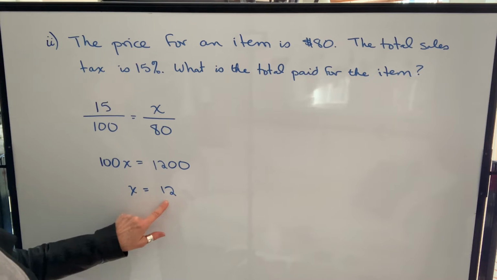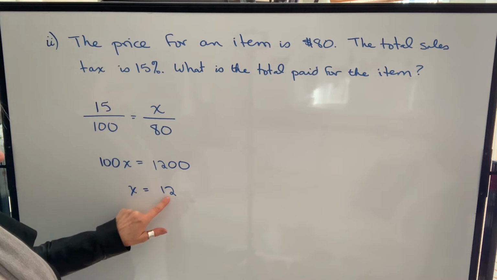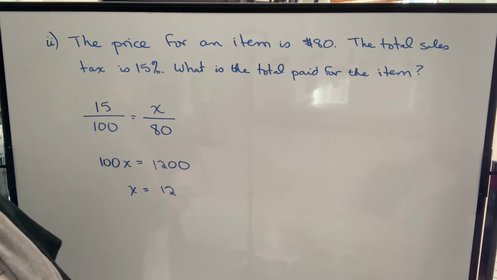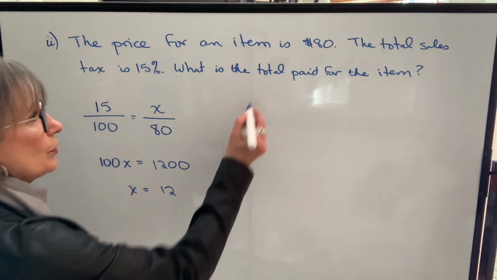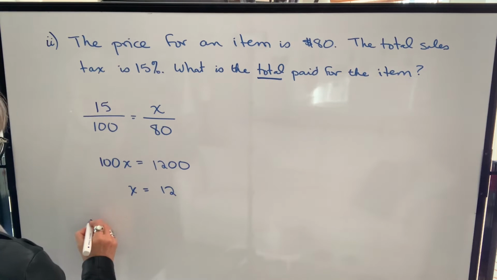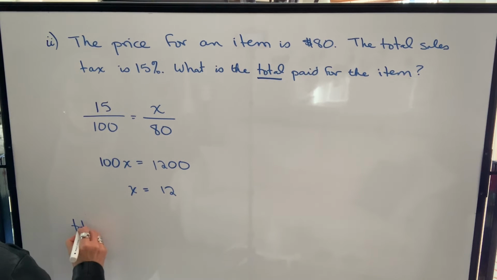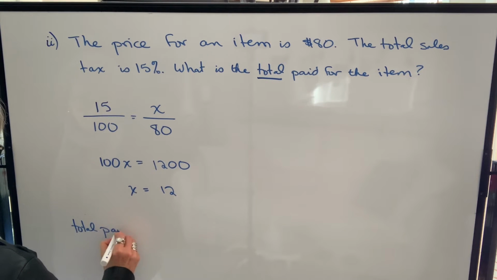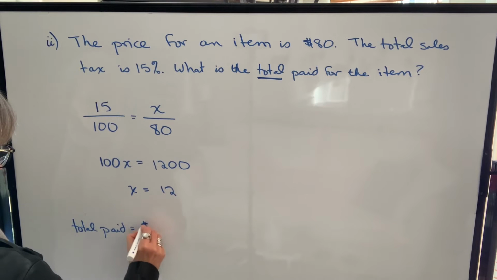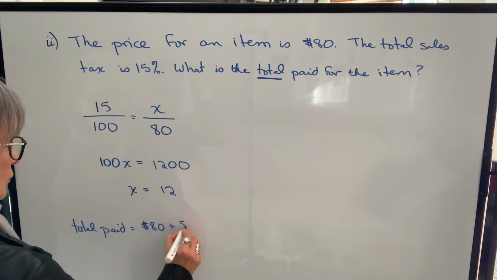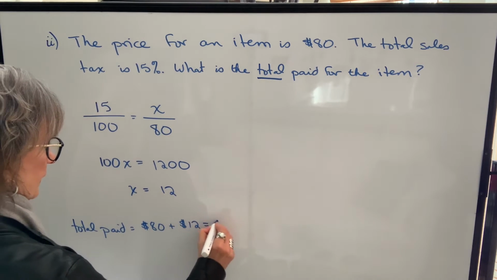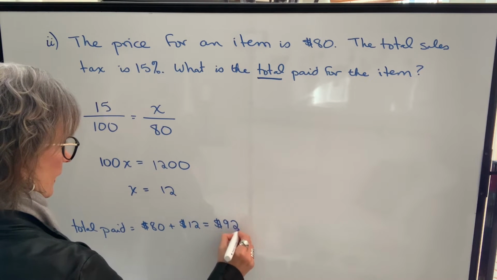Now when we get an answer, we're not done. That's the amount of tax that needs to be paid on that $80 item. So to get the total price paid, we would take $80, add $12, and get $92.